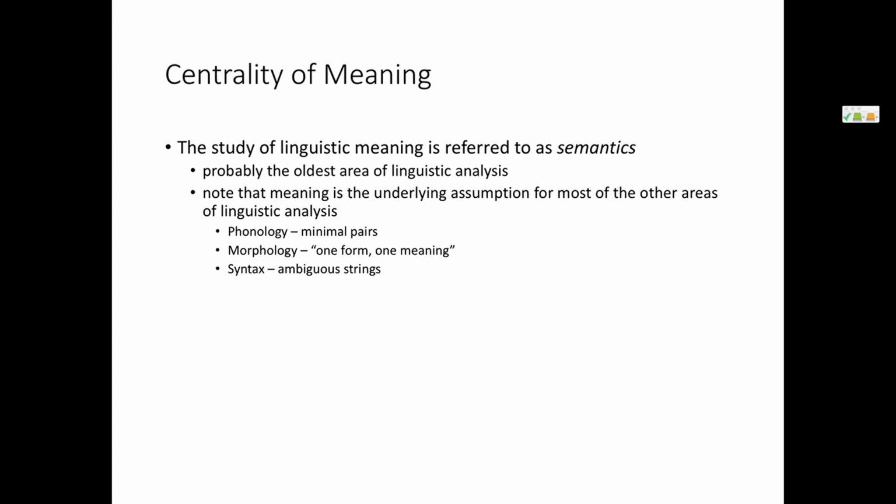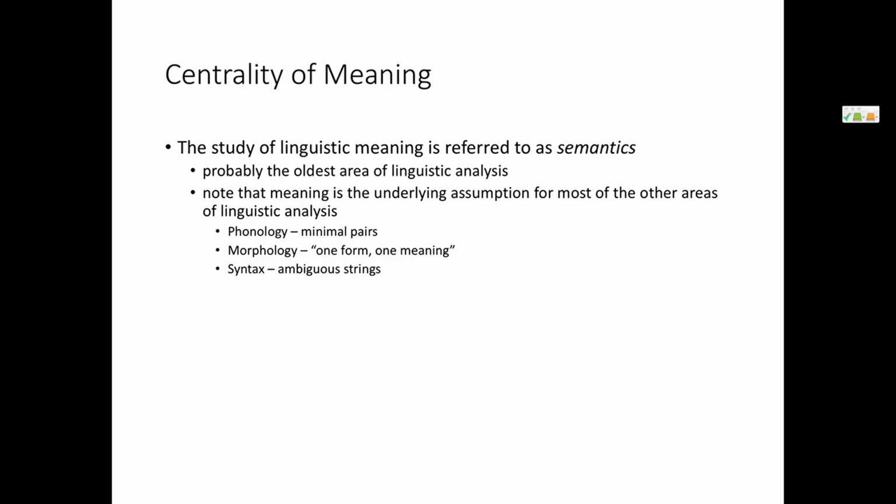But underlyingly, it's what we need for most of the other areas. So for instance, remember in phonology when we did minimal pairs and we had things like pat and bat, that the only difference in meaning is that one sound, the p and the b, but it's the fact that meaning is involved that made it important. Morphology, one form, one meaning, but also the sense that when you've got more little morphemes, they will change the meaning of a word. So for instance, if you say union and then you put the prefix dis on it, that prefix has a meaning and it changes the meaning of the word from a positive to a negative, disunion.